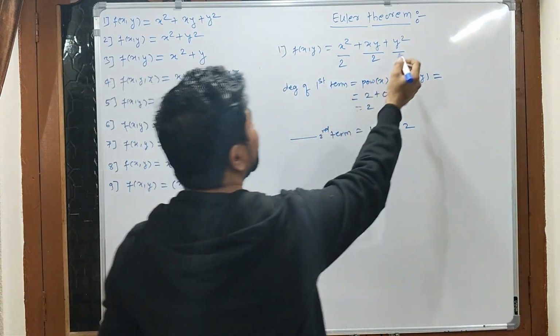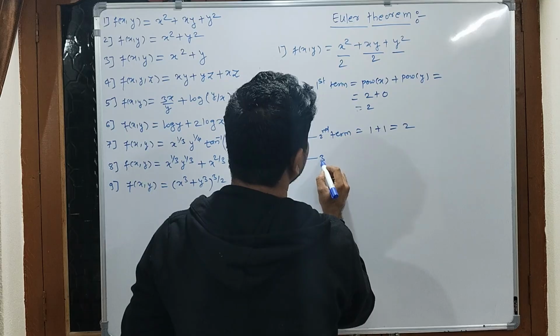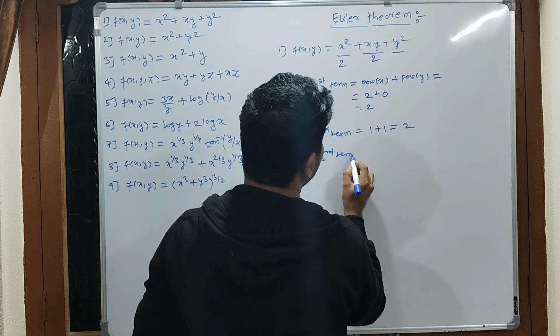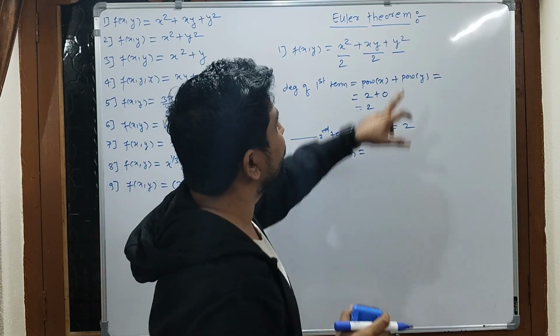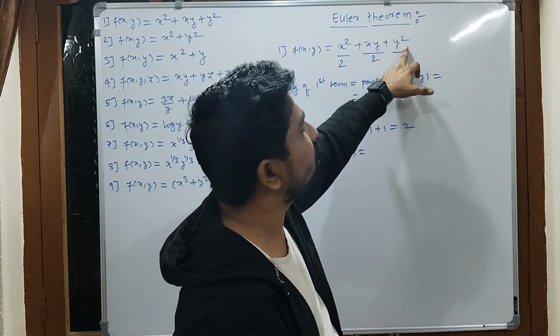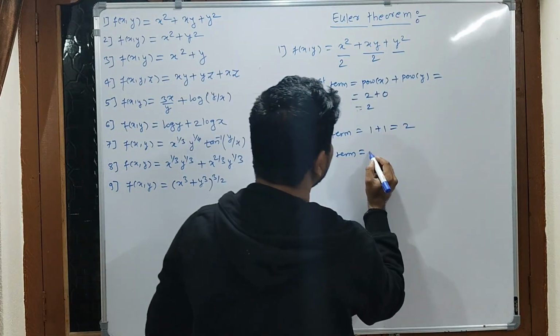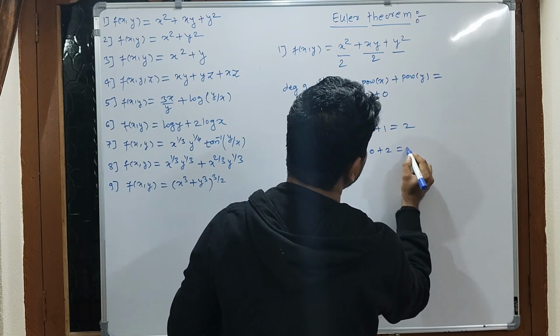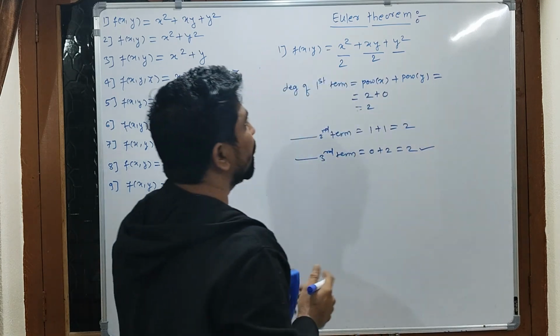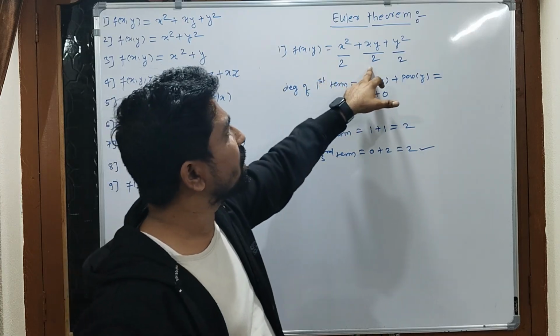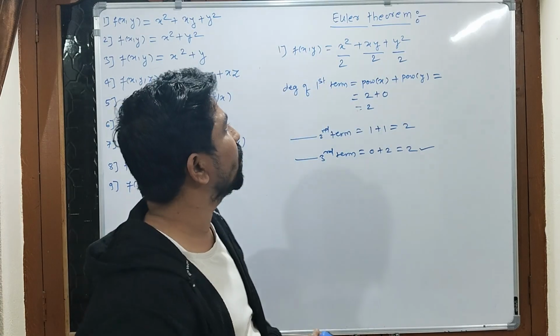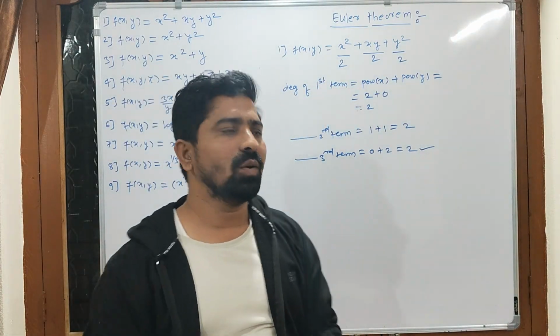Now come to the third term. The degree of the third term is the power of x plus the power of y. Here x is not there, meaning x to the power 0 into y to the power 2. So 0 plus 2 is equal to 2. So the degree of the third term is again 2. Therefore the degree of each term is 2. That's why this is a homogeneous function of degree 2.